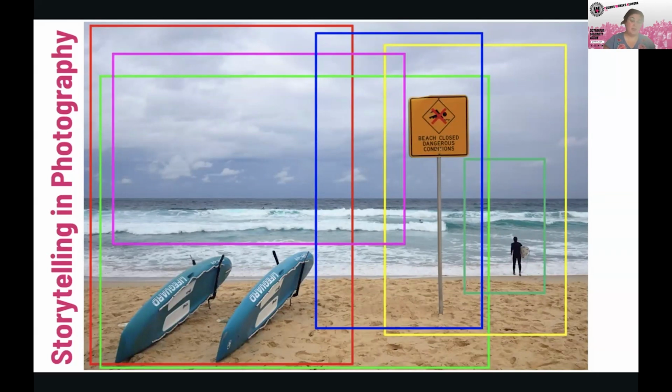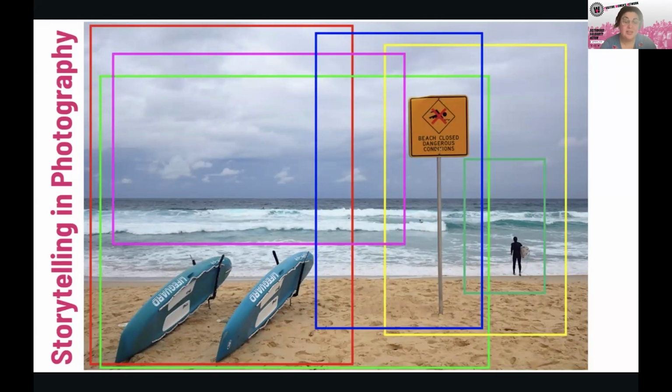Let's look at this one, and this is an exercise in how cropping a picture in different ways is actually going to tell a totally different story. So you've got these lifeguard boats over here that are clearly anchored. Nobody's in them out in the water. You've got a sign that says beach closed, dangerous conditions. And you've got a surfer that is just walking into the ocean anyway. So depending on how you crop the picture, it's going to tell a different story.